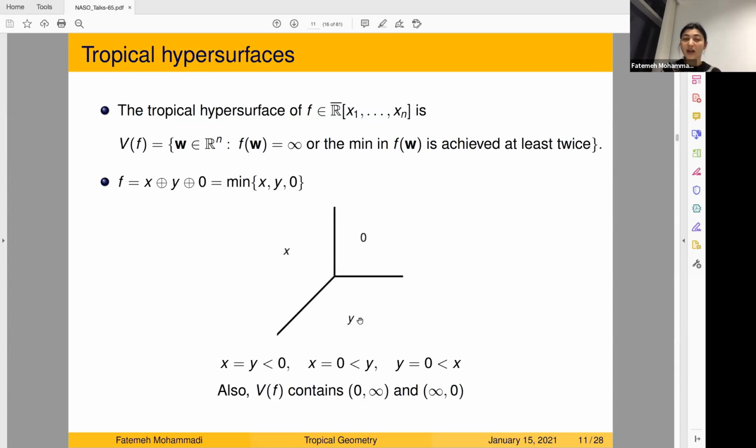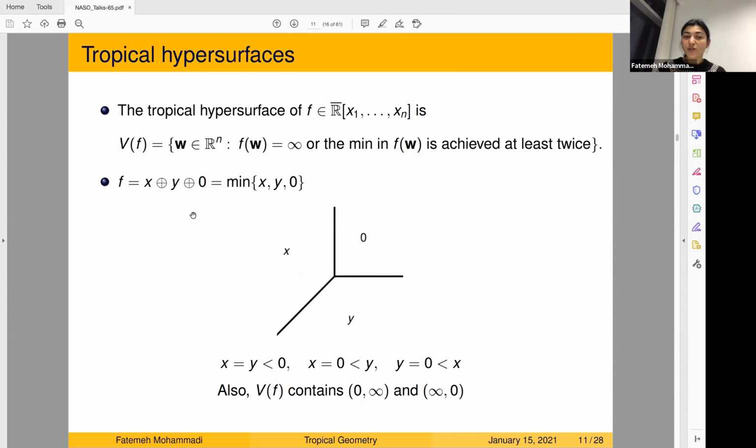And what are the values here? For example, if my x is positive and my y is positive, then this minimum would be just 0. If my x is negative and my y is positive, then I would get just x. And the same way for the other orthants in this picture. This picture is actually a tropical line, the easiest tropical variety you would get, which is x plus y plus 0.